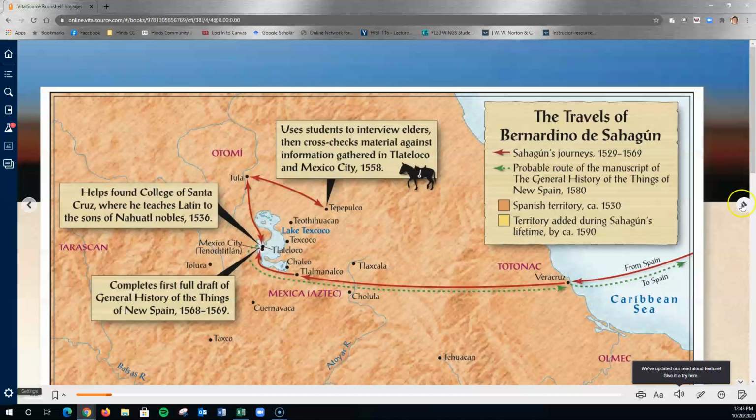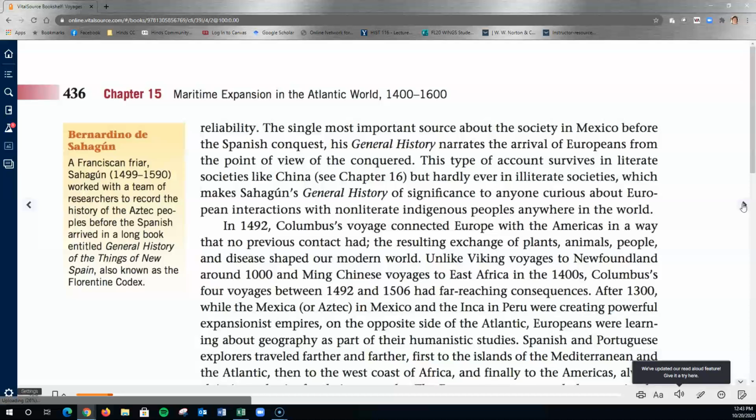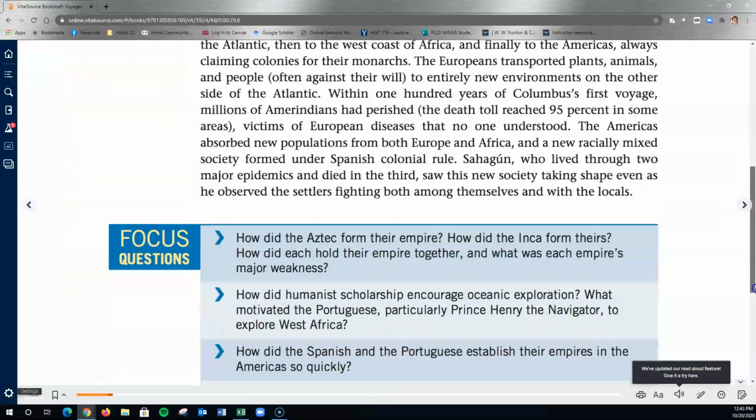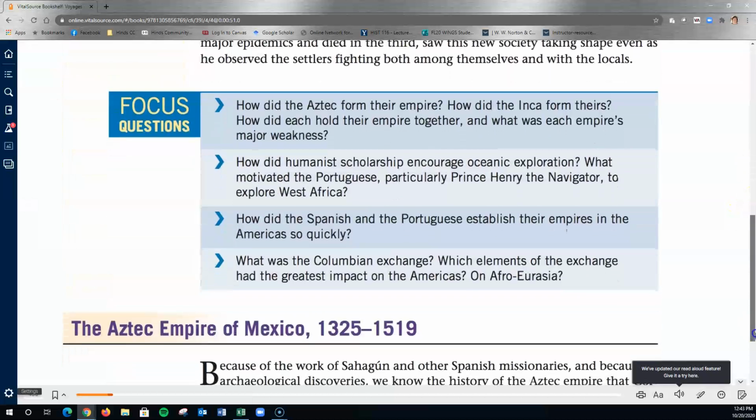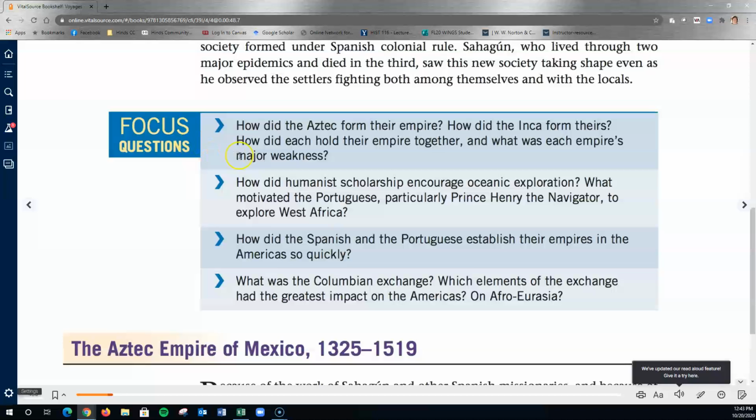I'm going to skip over the introduction here and take you over to the beginnings, where we really start with the Aztec Empire. Look at your focus questions here. How did the Aztec form their empire? How did the Inca form theirs? As you read these sections, you're looking for how the Aztecs and the Inca began to create a civilization.